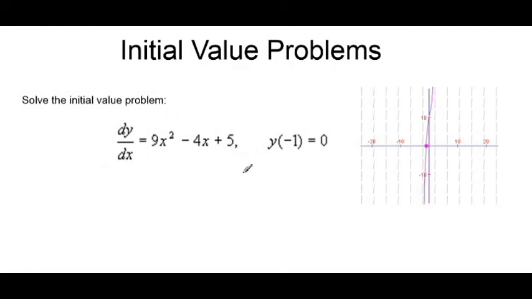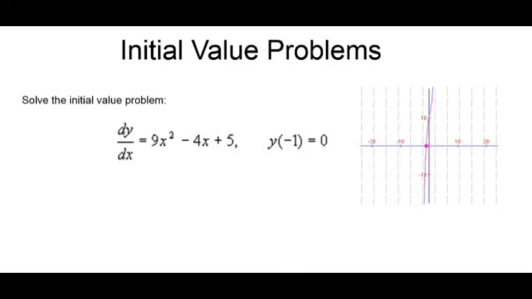Now, in initial value problems, they give us some information about the function that we're looking for. In this particular example, they gave us the point -1, 0, which is on our solution. So here, we're not looking for a general family of solutions. We're looking for one very specific solution, the one that goes to the point -1, 0, which I've highlighted right here.